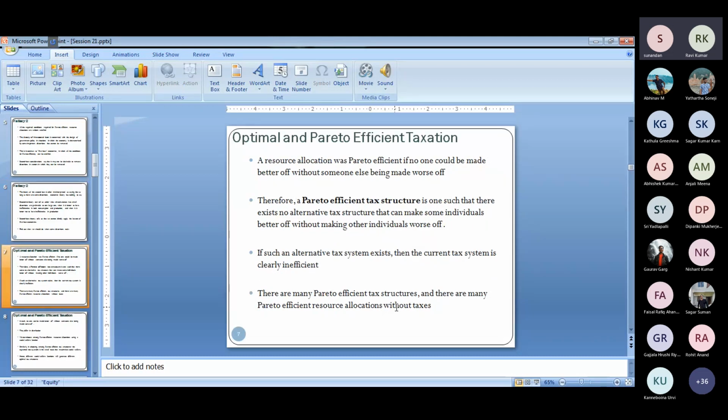So, to get into a Pareto efficient tax structure, you need to, what I will say, again, today I'm at a loss of words most of the time, what is happening. You need to ensure that there does not exist any alternative tax structure which can make at least one individual better off and no one else worse off. Now, if that happens, that means moving from the present structure to that structure, you are making a Pareto improvement.